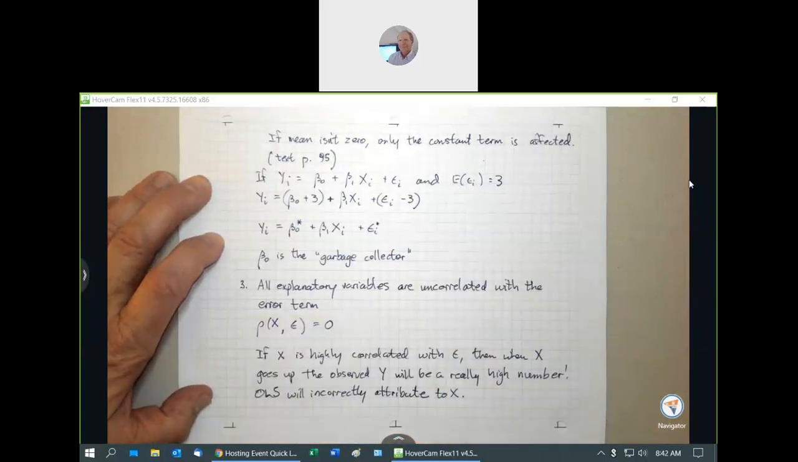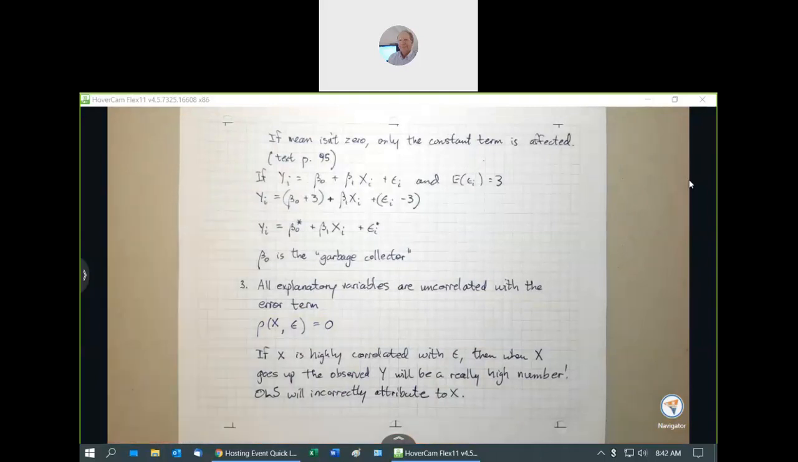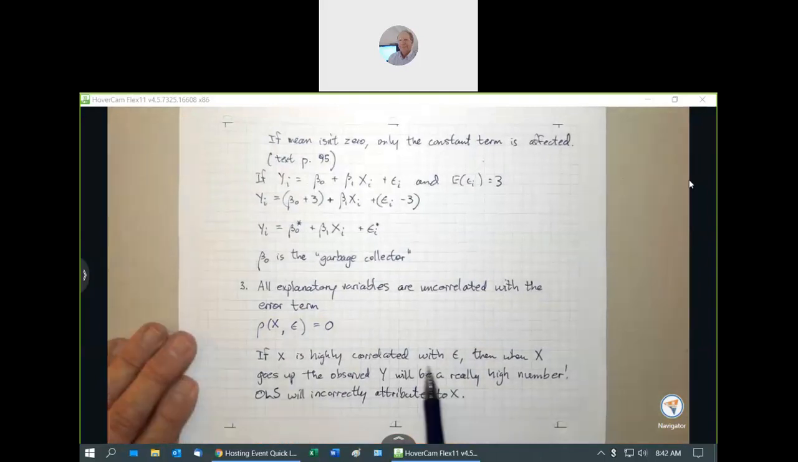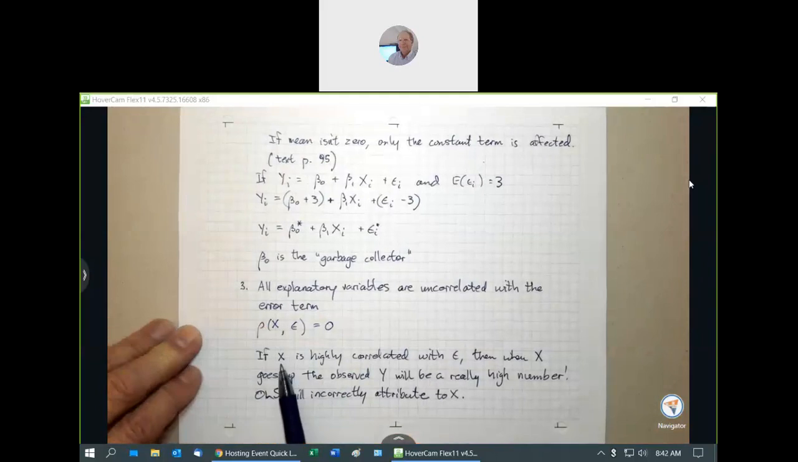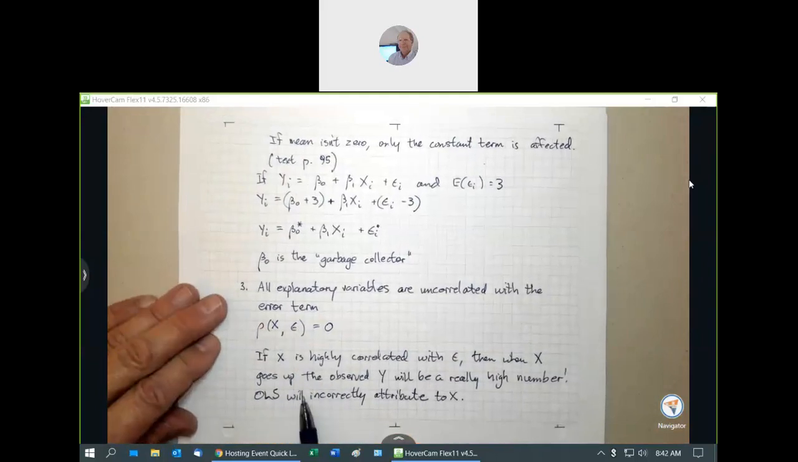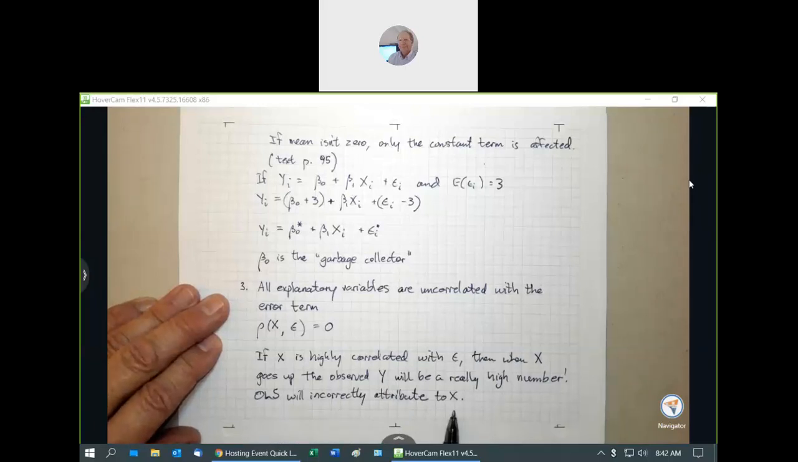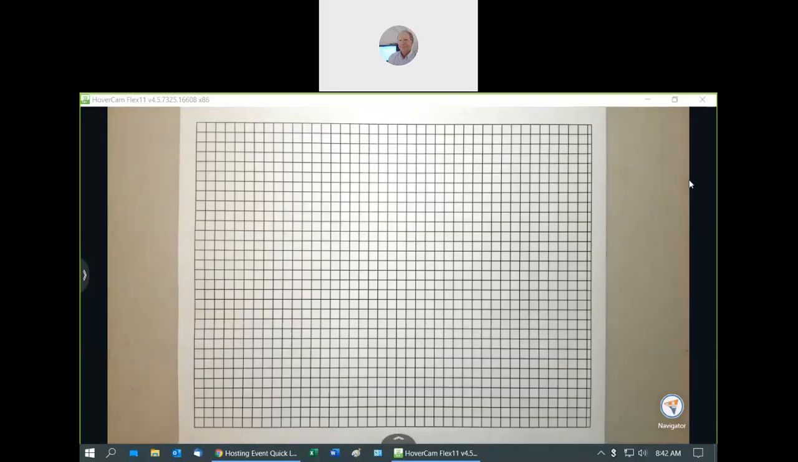Look at that. The reason we have to have this is that if x is highly correlated with epsilon, then when x goes up, epsilon is coordinated with it, correlated. So x and epsilon are both high at the same time, and the observed y will be a really big number. But all ordinary least squares knows is that x went up and then y went up a whole lot. So OLS, ordinary least squares, will incorrectly attribute this to x. That's why rho, the correlation coefficient between the x's and the epsilons, has to be 0.